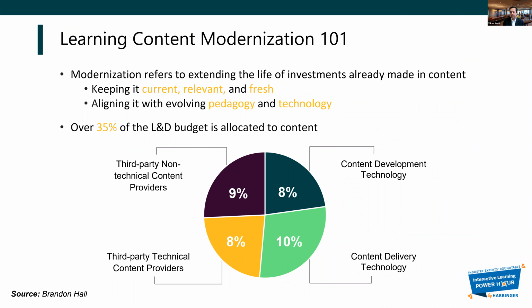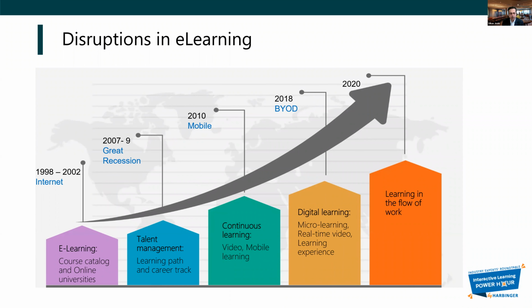So what's driving the need for modernization? I'm going to set the context with one of the drivers of modernization, which is technology. If you really trace the evolution of e-learning over the years, you can see that every few years there's a major disruption, right from the times of the internet to the time when the Great Recession came in, and then the whole talent management movement, followed by the mobile revolution with iPad and eventually cellular phones, and then BYOD, and now remote learning with COVID in 2020 and so on.